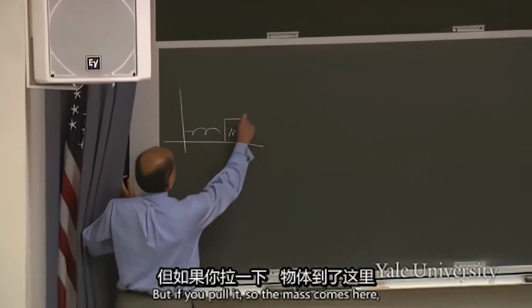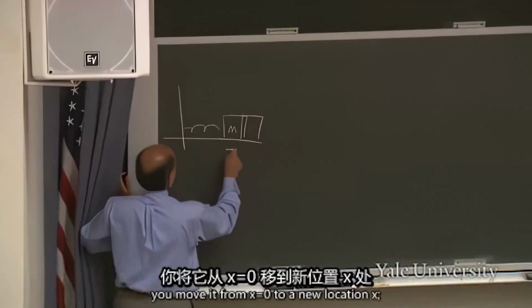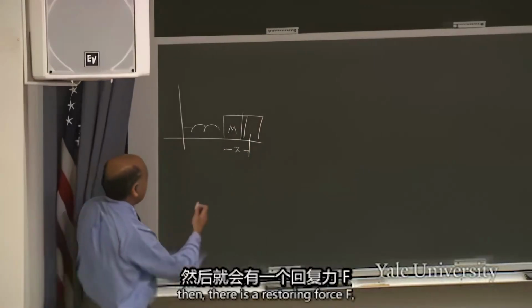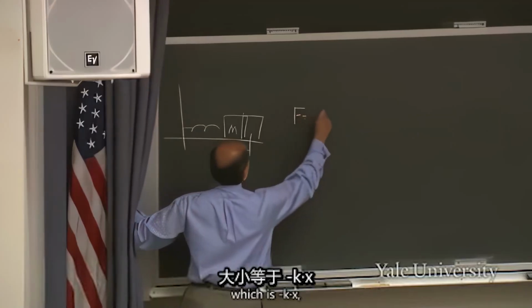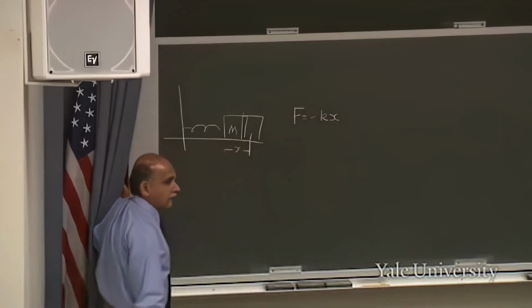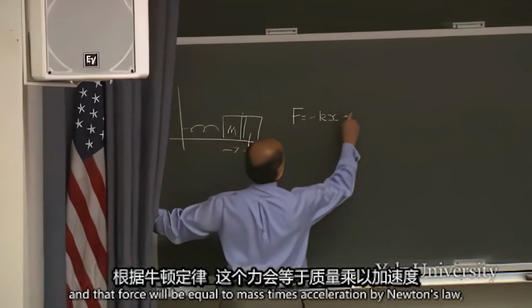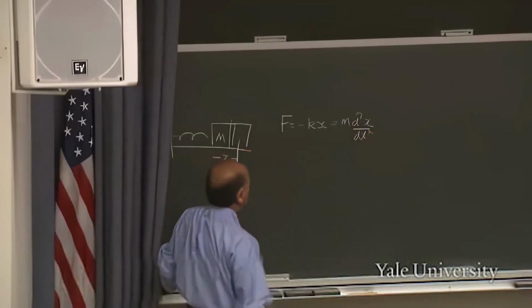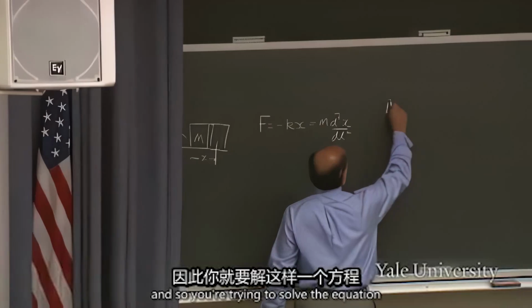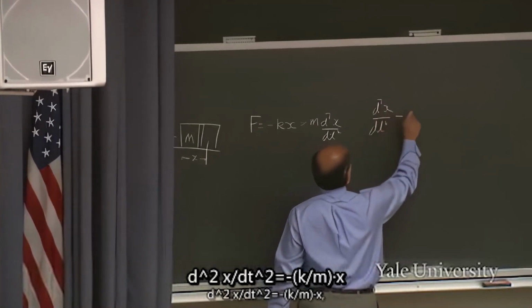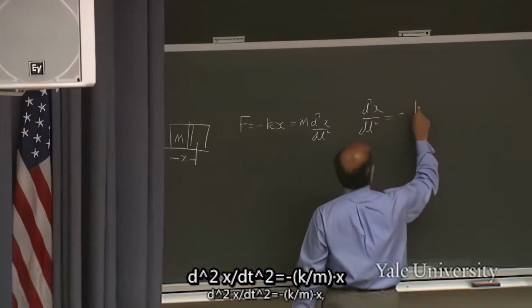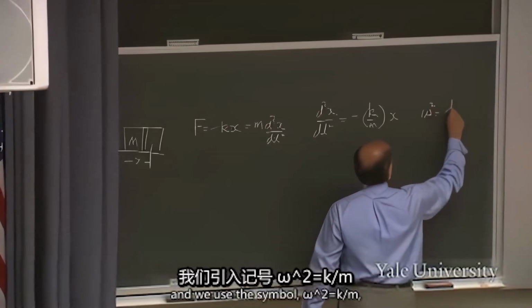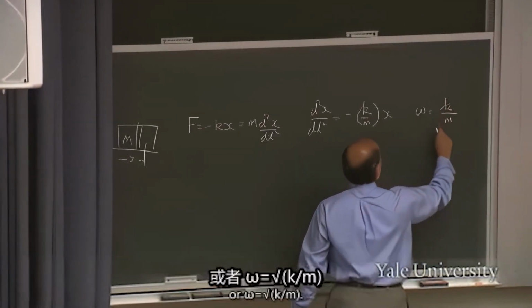But if you pull it, so the mass comes here, you move it from x equal to 0 to a new location x, then there is a restoring force, F, which is minus kx. And that force will be equal to mass times acceleration by Newton's law. And so you're trying to solve the equation d2x over dt squared equals minus k over m times x. And we use the symbol omega squared equals k over m, or omega is the square root of k over m.